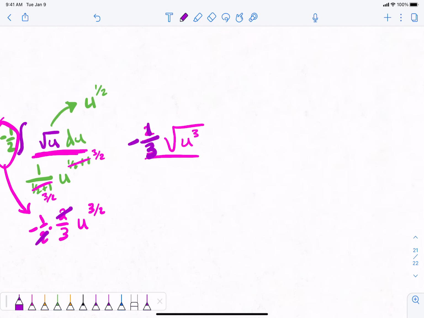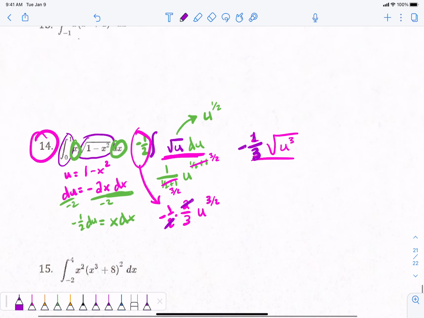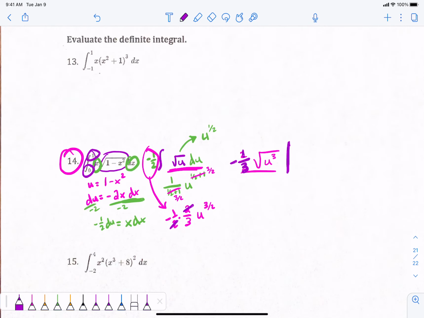All right, now let's switch these limits. Instead of using 0 and 1, I'm going to do this over here. If x is 1 and x is 0, what's u going to be in each case?